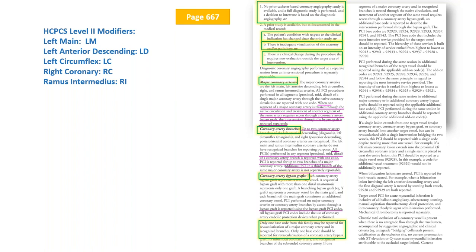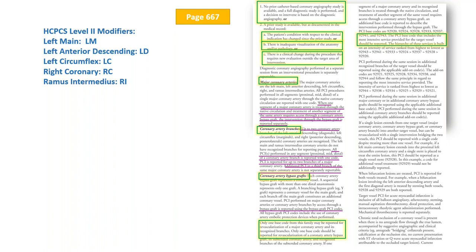Okay, now your PCI base codes are listed here, and the base code includes the most intensive service provided for the target vessel. That is the one that you need to report. You should be used to that. That's a basic premise in CPT coding, that you code to the highest level, to the most complex code.